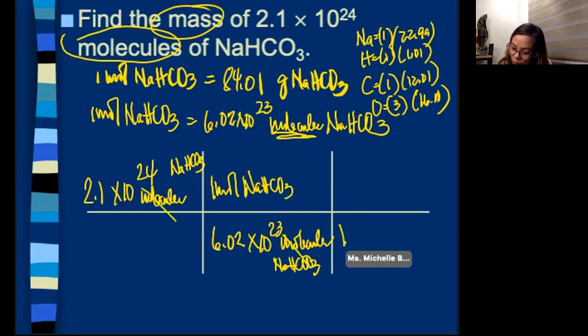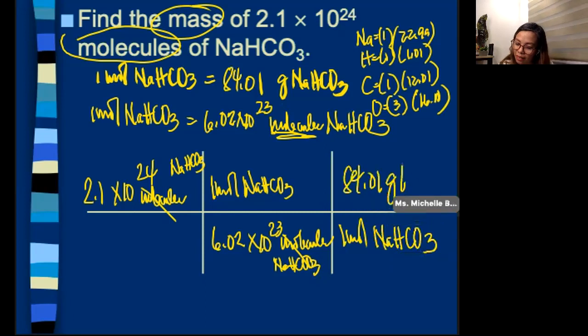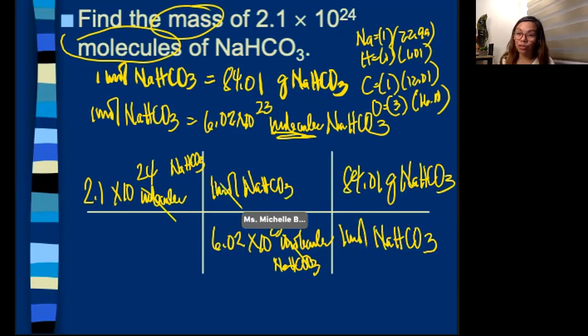We cancel the molecules. Then we have 1 mole of NaHCO3 is equivalent to 84.01 grams of NaHCO3. Get that? Please mimic that. Do that on your own. Now, we will do the calculation.